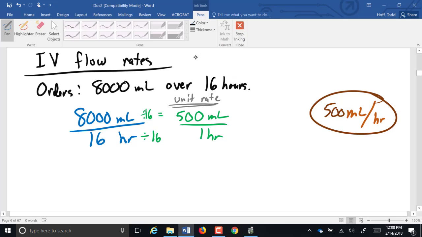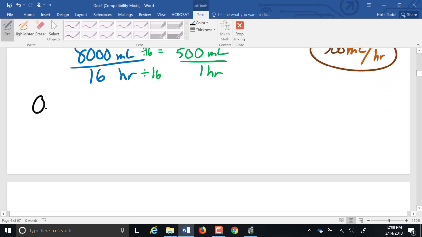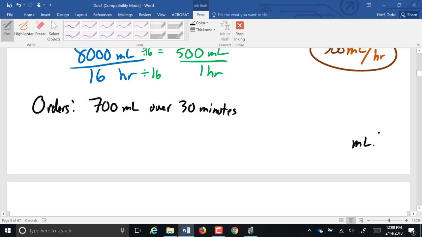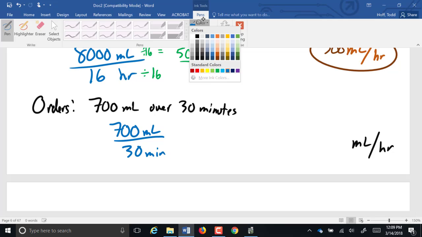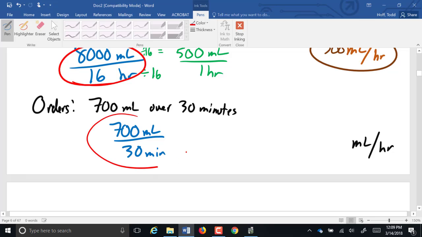I have another example that might be similar to that. Let's say the doctor orders that 700 milliliters be administered over 30 minutes. And we want this in a flow rate of milliliters per hour. Well, we set up our rate, 700 milliliters over 30 minutes. Now note, in both of these problems, this is the doctor's orders here. So we are still starting with the doctor's orders.